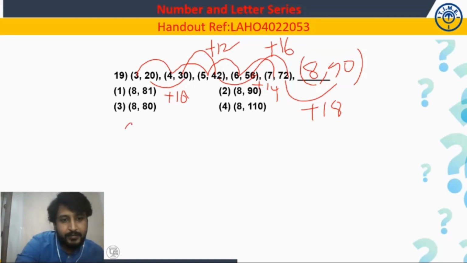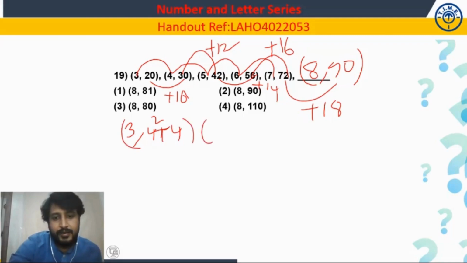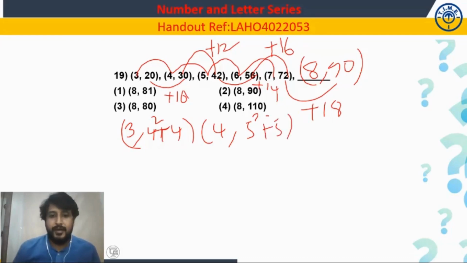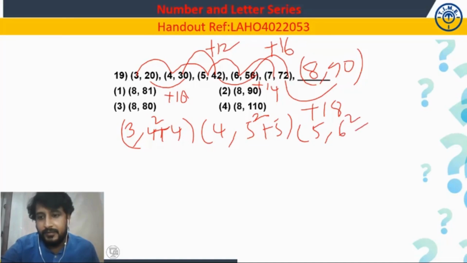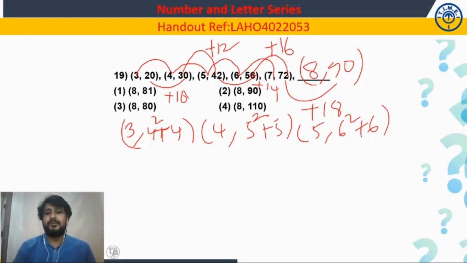This given number 3, 20 can be written as 3, 4 square plus 4. Similarly, the next number can be written as 4, 5 square plus 5. 5 square plus 5 is 30. 4 square plus 4 is 20. Okay. 5, 42 can be written as, any idea? 5, 6 square plus 6. 6 square 36 plus 6, 42.